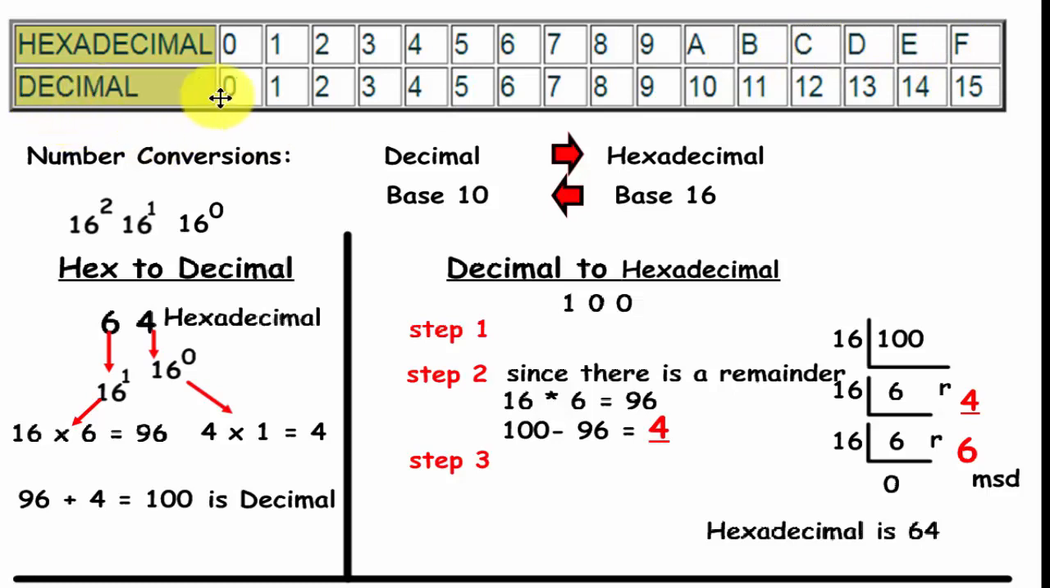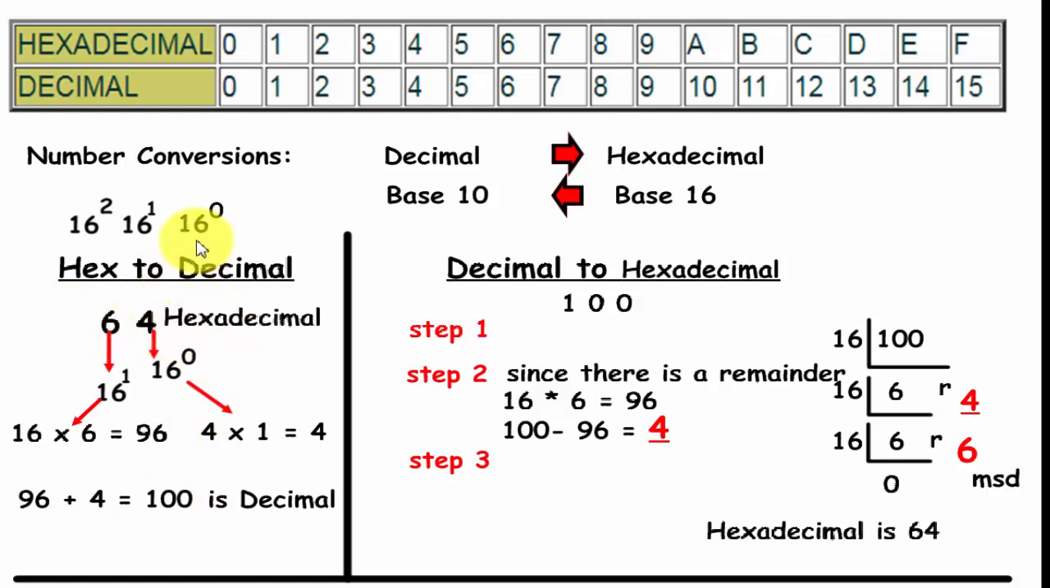Now the decimal equivalent is listed directly below it. However, what we want to do is on this side show you how to convert from hexadecimal to decimal. This side will use the same number and convert from decimal to hexadecimal, so we have a solid understanding. Looking over here on this side first, you'll notice we have the number 64, which is hexadecimal.